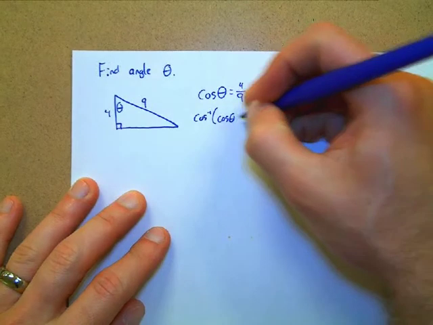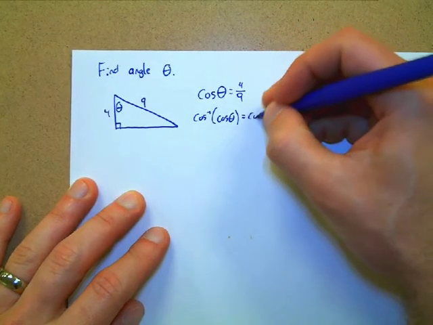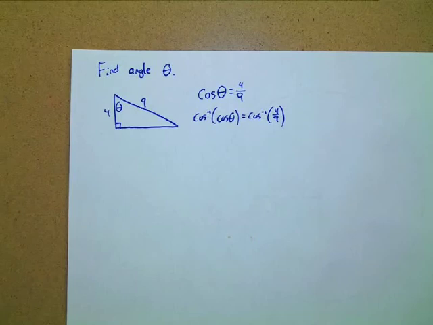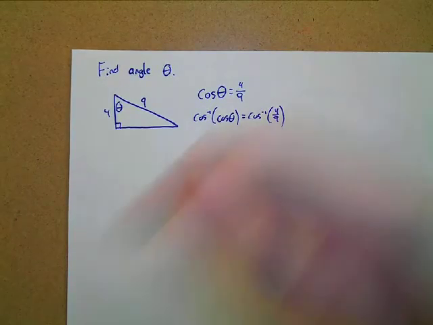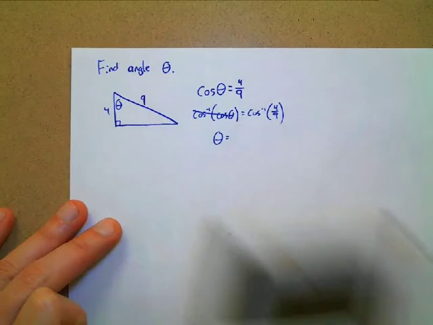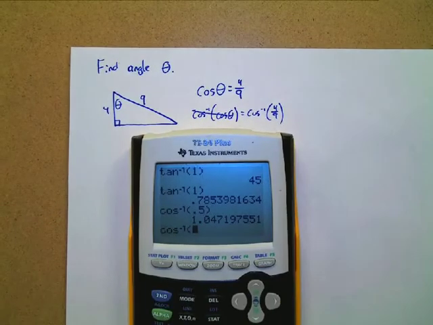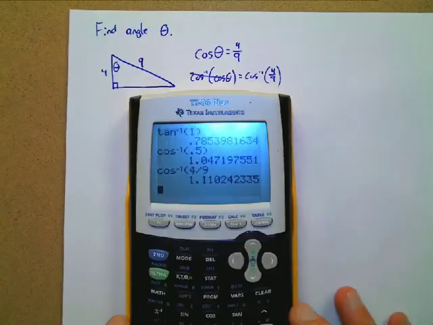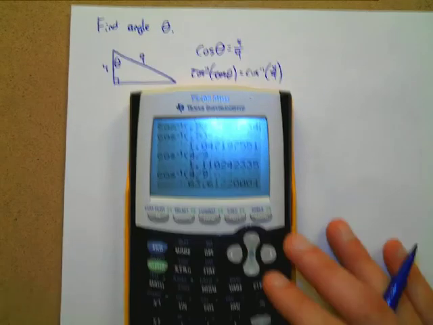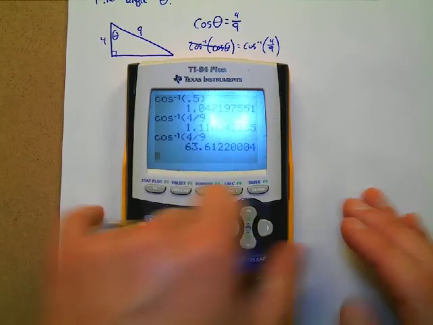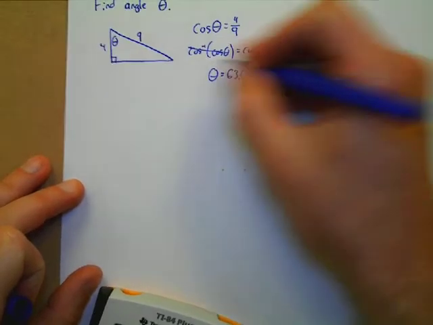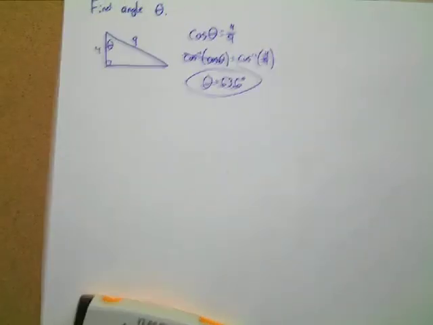Cosine negative 1. So we get theta equals cosine inverse of 4 over 9. Second, cosine 4 over 9. Oops, I think I'm in radian mode. Let me change it back to degrees here again. Okay, 63.6 degrees.